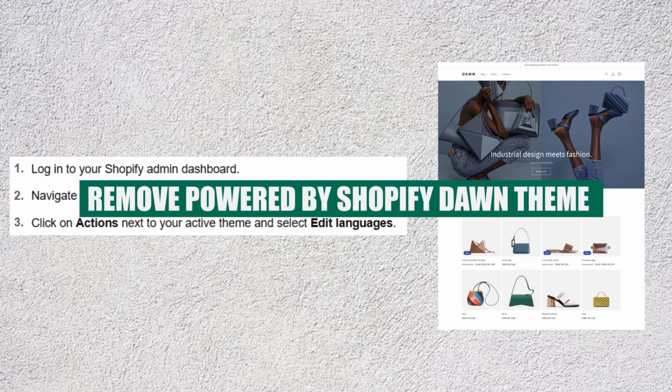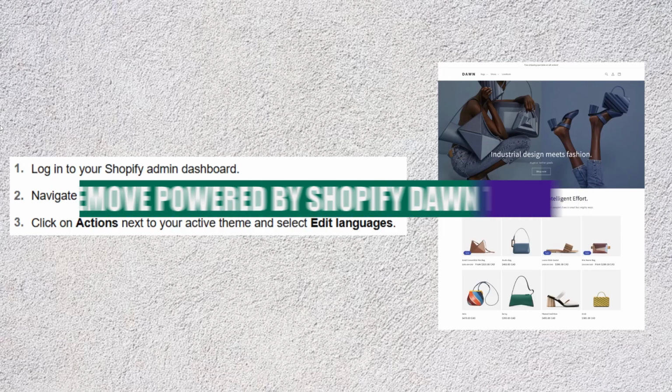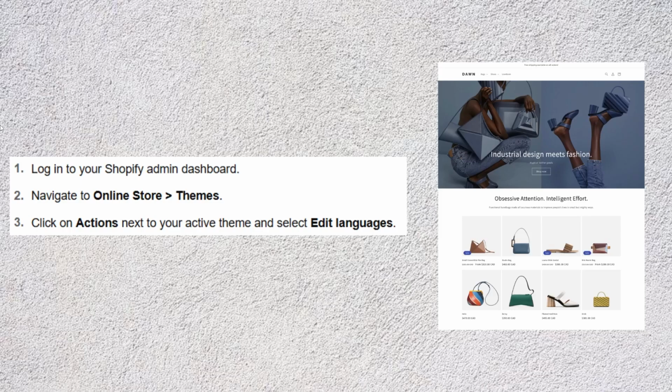I'm going to show you how you can easily remove the Powered by Shopify Dawn theme. First, log in to your Shopify admin dashboard. Then navigate to Online Store and Themes. Next, click on Actions next to your active theme and select Edit Languages.